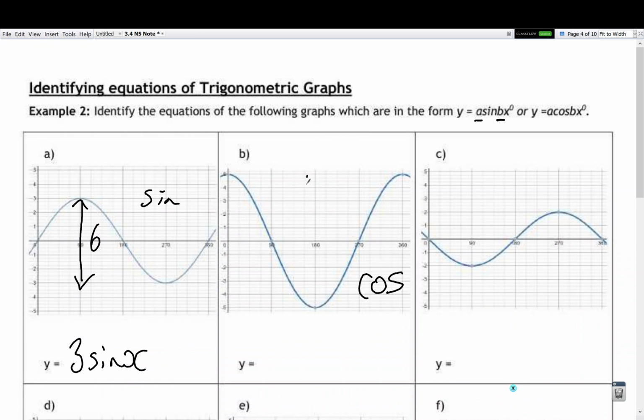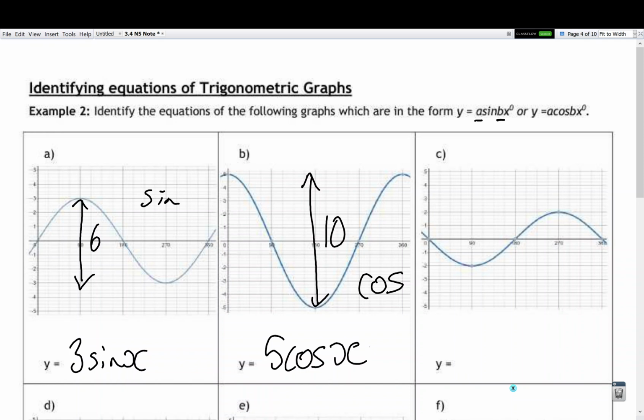What is the distance between the maximum and min? That's the next thing you look at. Well, that's up at 5 and going down to -5. That's a distance of 10. Half of that is just 5. So it's 5 cosine, and again, there's only one wave in 360, so it's 5 cosine x.